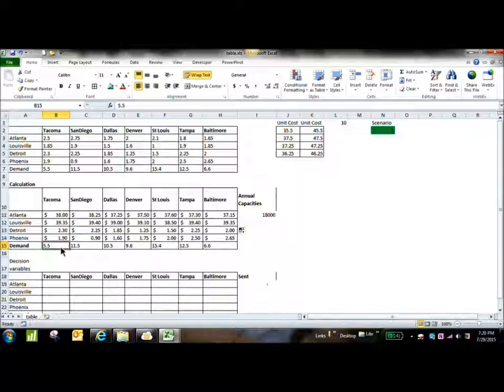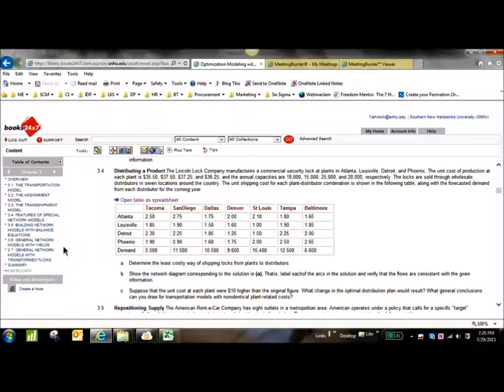Okay? The demand is in thousands, not in 5.5 units. So let's correct that. I should probably put it in the announcement as something that needs to be corrected. Well, it kind of does say that in some way. It just has that point, whatever, I don't know what that decimal is in there.